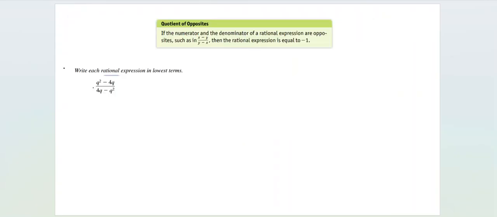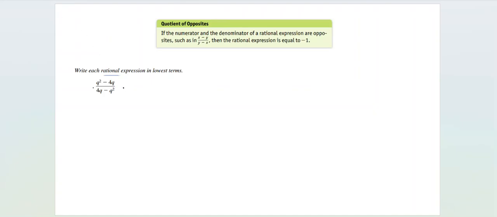The next thing I want to explain is something that is super important when we are simplifying, that is the quotient of opposites. They say that if the numerator and the denominator of a rational expression are opposites, such as in x minus y over y minus x, then the rational expression is equal to minus 1. So this is important to remember whenever we are working in the simplification, multiplication, or division of rational expressions.